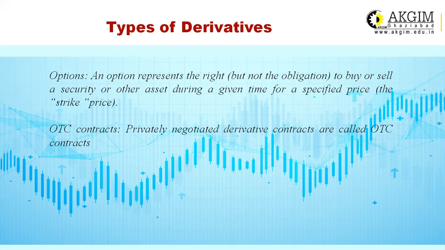The person who acquires the right is known as an option buyer or an option holder, while the other person is known as the option seller or an option writer. The seller of the option, for giving such an option to the buyer, charges an amount which is known as the option premium. And there are two types of options: one is a call option and the second one is a put option.